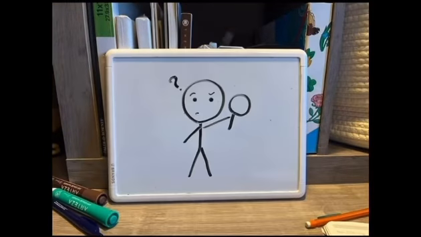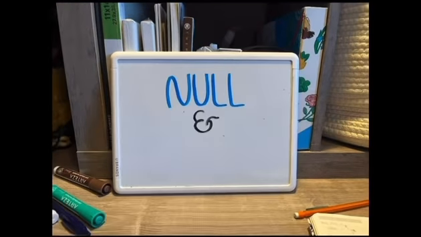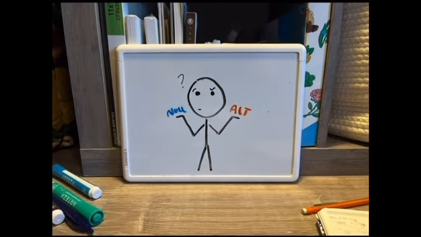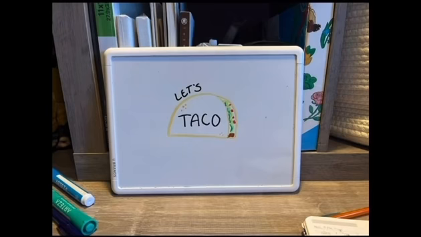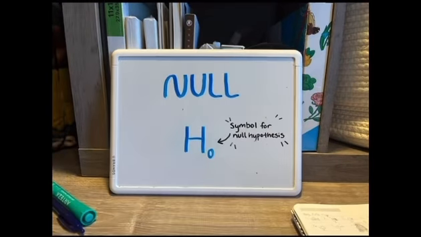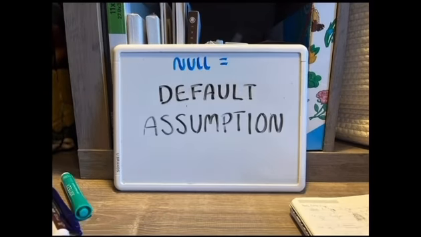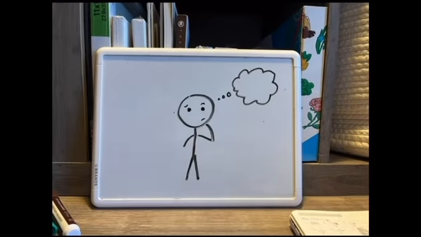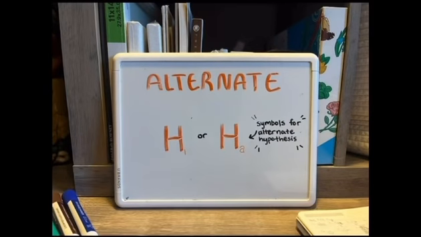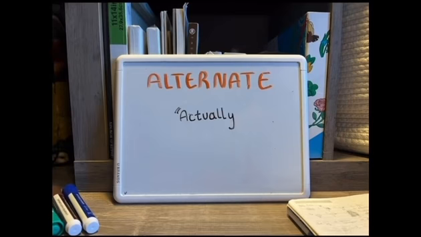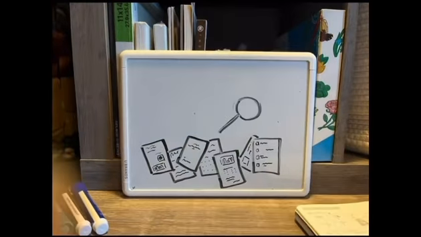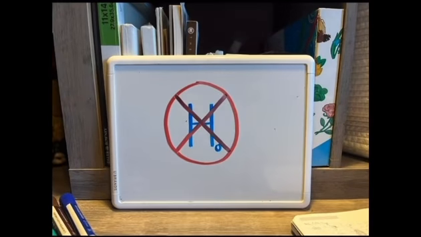In stats and research, you'll often hear the terms null and alternate hypothesis tossed around, but what do they mean? And what's the difference? Let's talk about it. Well, in a study, the null hypothesis is the default assumption, and it can also be thought of as no change. It's the opposite of the alternate hypothesis, which you can view as the one you're actually testing. In stats and research, you're working to find evidence to reject the null hypothesis.